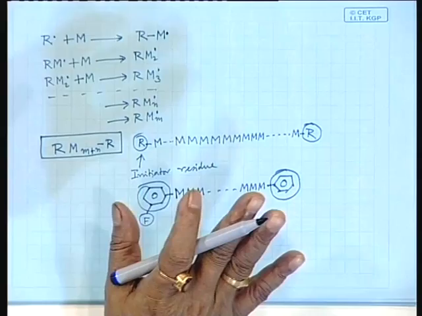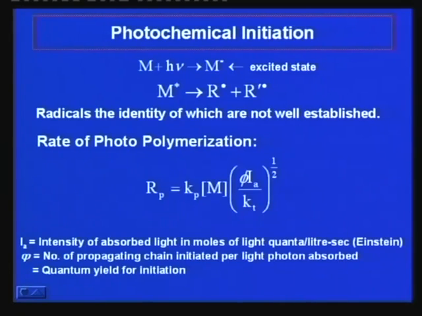So, there are various considerations which can automatically arise. Now, in this case of photochemical initiation, as before, you can compute the rate of polymerization in a similar fashion, where the monomer concentration term is there, the rate constant of propagation is there, and phi I_A by k_t to the power half, where I_A is the intensity of absorbed light in moles of light quanta per liter second, or Einstein, and this phi is the number of propagating chains initiated per light photon absorbed, or the quantum yield for initiation of polymerization.